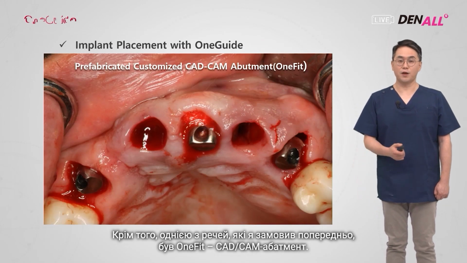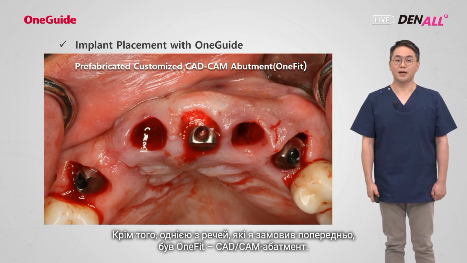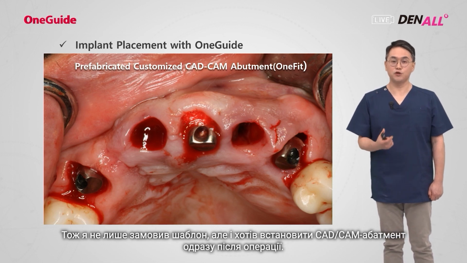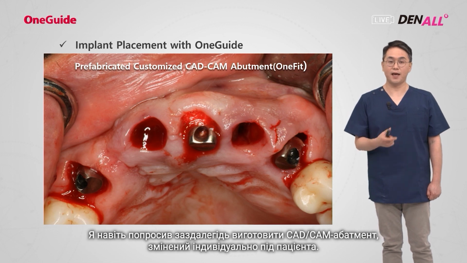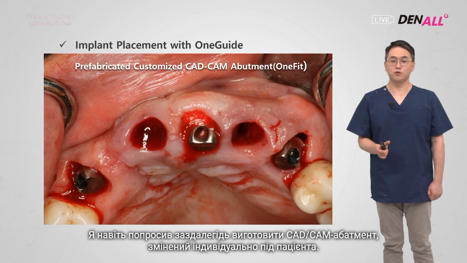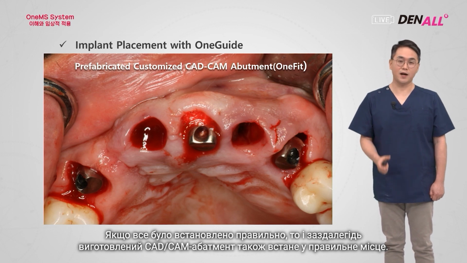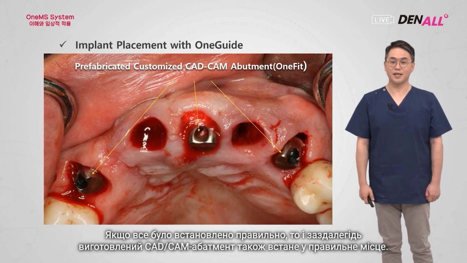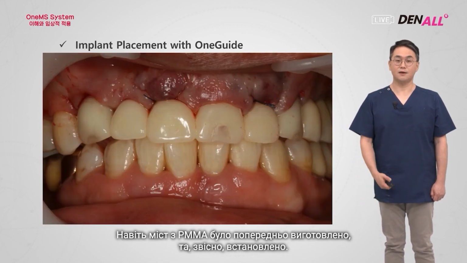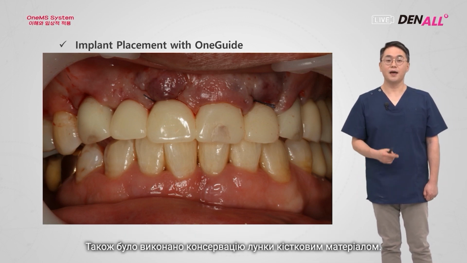And before that, the One Fit CAD/CAM abutment by Osstem was also something I had ordered. I not only ordered the guide, but I wanted to deliver the CAD/CAM abutment immediately after surgery. So I even asked for prefabrication of this CAD/CAM abutment customized to the patient. If everything was placed correctly, then the prefabricated CAD/CAM abutment will also go in the right place. So I put in 3-1, and even the PMA type bridge was prefabricated, and I delivered it. Of course, socket preservation and graft material in the gap area were fully packed.